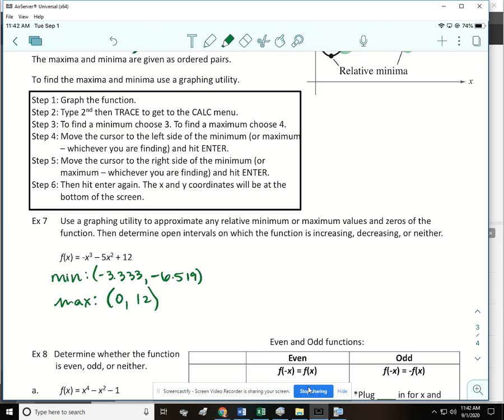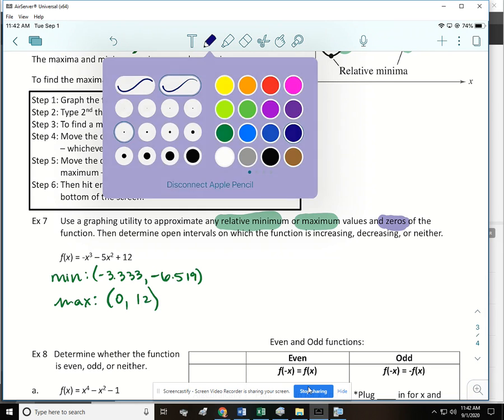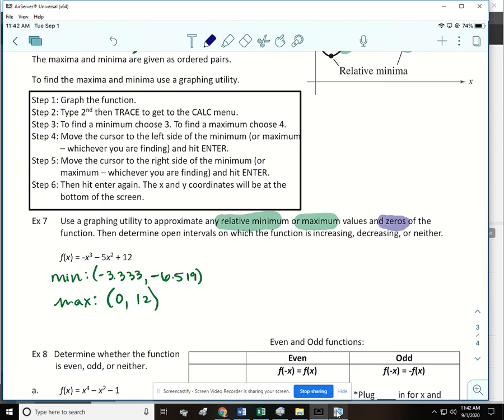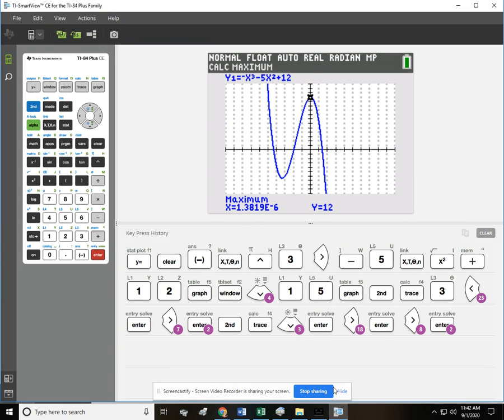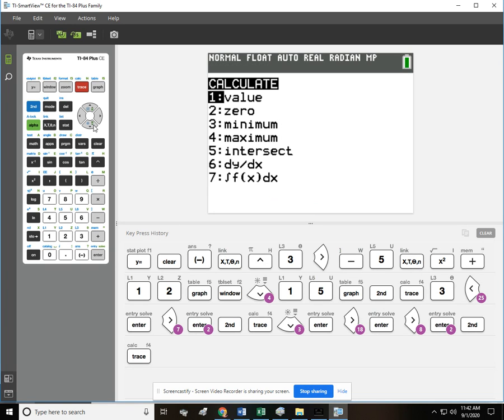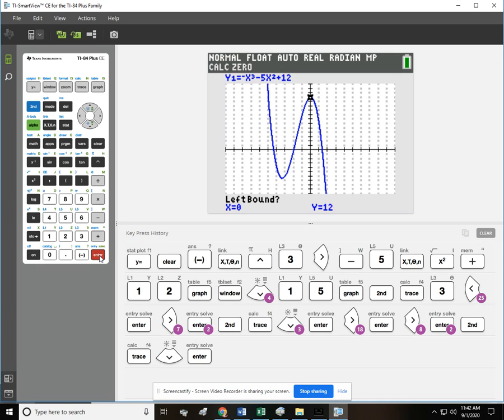All right, so that was the first part of the directions, relative minimum and relative maximum values. The second part is to find the zeros, and we can use our calculator to do that as well. To find the zeros, we're going to do second trace again to get to the calculate menu, and to calculate a 0, you choose number 2. Now zeros are where the function's equal to 0, or the x-intercepts. So this one has 3.